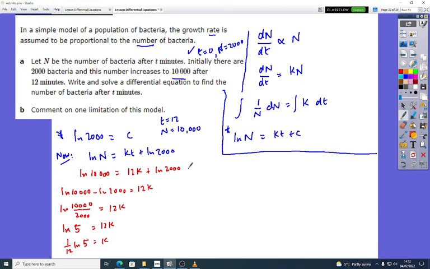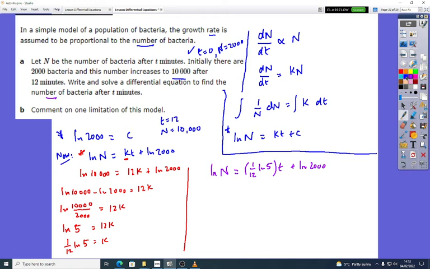Now that's lovely. I can go and plug that back in here because I know what k is now, and rewrite this as ln of capital N equals 1/12 ln of 5 times t plus ln of 2,000. Now, we're almost there, but we want to solve the equation to find the number of bacteria after t minutes. So we want it in terms of n, excellent.